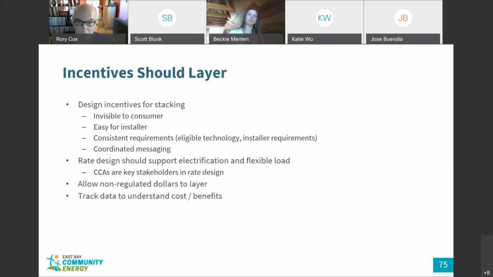And then finally, harkening back to CSI, tracking the data, making it transparent, making it publicly available, and drawing conclusions from that data as quickly as possible to adapt and change the approach and the design will be so important to making sure that we're hitting this market right. Next slide, please.